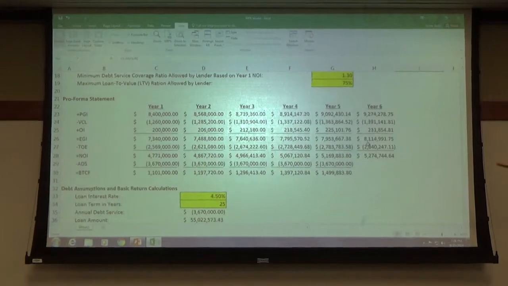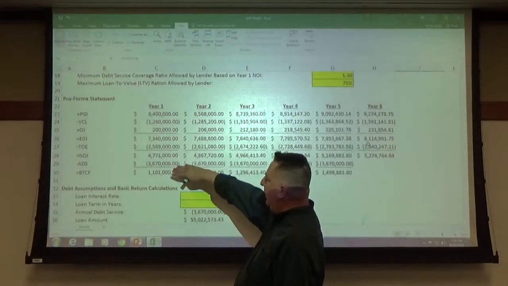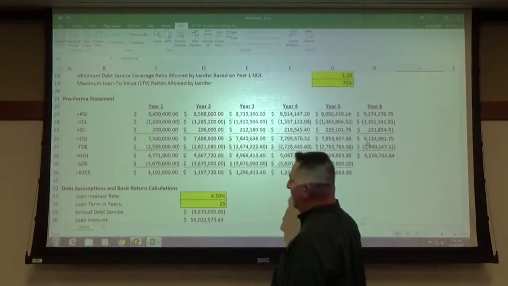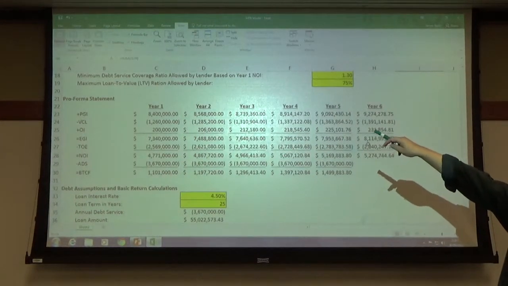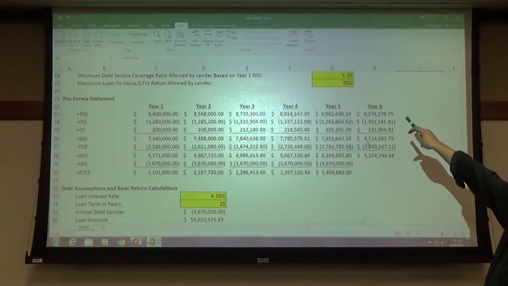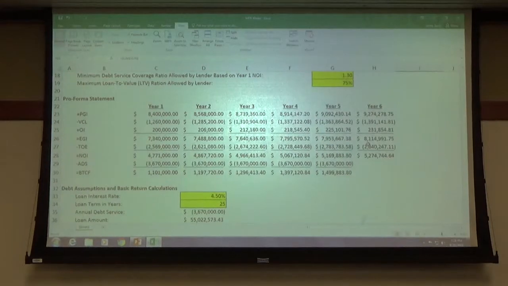Now let's talk a little bit about what we've got going on here with this annual debt service and how that relates to these 2 assumptions up here. Minimum debt service coverage ratio allowed by the lender based on year 1 NOI. And then we have this other, maximum loan to value ratio allowed by the lender. Oh, it should not be "ration," it should be "ratio." Let's fix that right now.